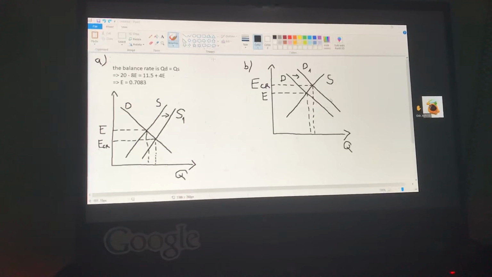I will explain the result about the exchange rate. We let the quantity of demand and quantity of supply equal each other, so we can calculate the exchange rate. About the graph, when the Reserve Bank of Australia sells 1.5 AUD, the supply shifts from S to S1, and the exchange rate will decrease from E to ECR.